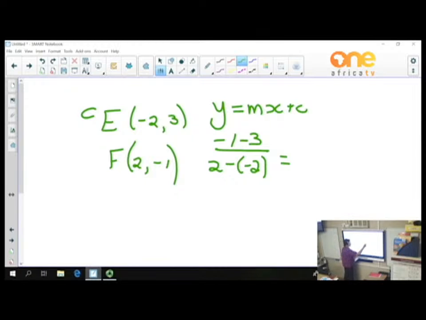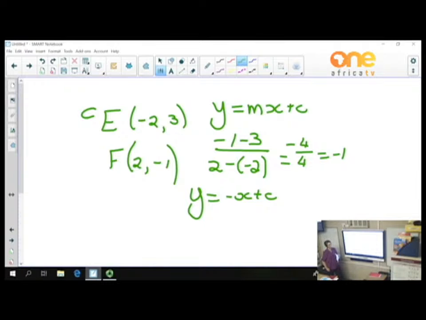We should get exactly the same answer. So -4 over 4, which is -1. Yes, you are right. So y is equal to -x plus c. Now I need to substitute one set. No. You should get exactly the same answer. If you make a sign mistake somewhere, you should still get exactly the same answer. Which set would you like to substitute now?